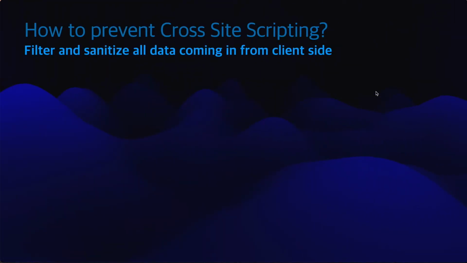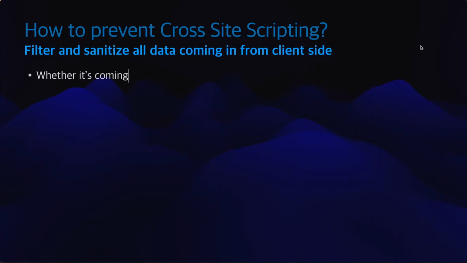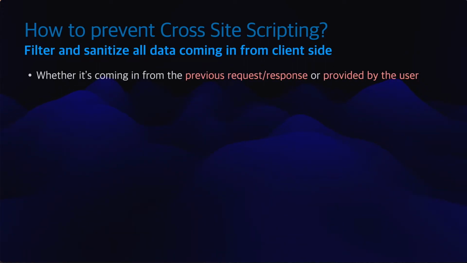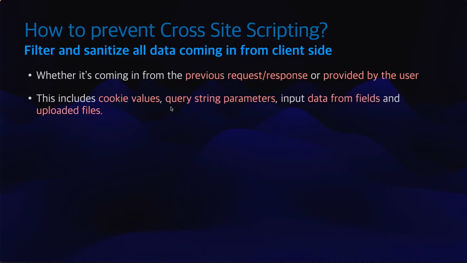Let's look at the 3 ways that we have for preventing cross-site scripting. The first way is to filter and sanitize all data coming in from the client side. Now, whether it's coming from the previous request or response, or it is provided by the user, it should always be filtered and sanitized. These values and data usually include cookie values, query string parameters, and input data from fields, and also uploaded files if you're trying to parse them and get some kind of value out of it that would be later on used.